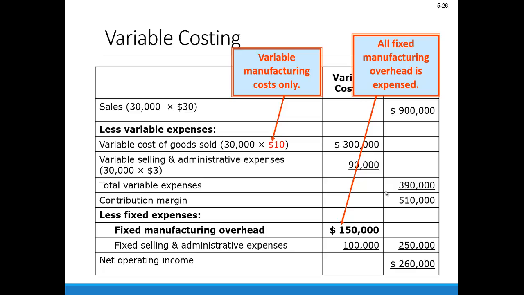Looking first then at our variable costing income statement, we've got sales of 900,000, 30,000 units sold at $30. We've got variable cost of goods sold of 300,000, 30,000 units sold times the $10 unit product cost for variable costing. 90,000 in variable selling and admin, contribution margin of 510 then. We're still deducting the full 150,000 in fixed overhead as a period expense, 100,000 in fixed selling and admin expenses as well, and that gets us to net income of 260,000.